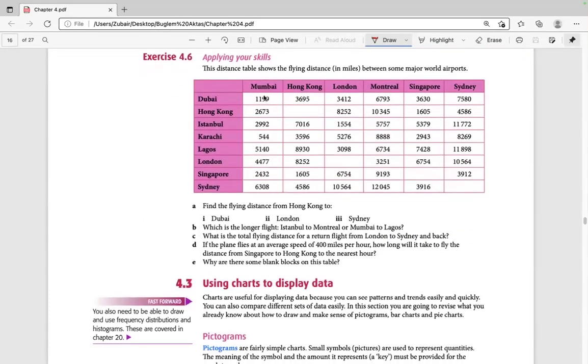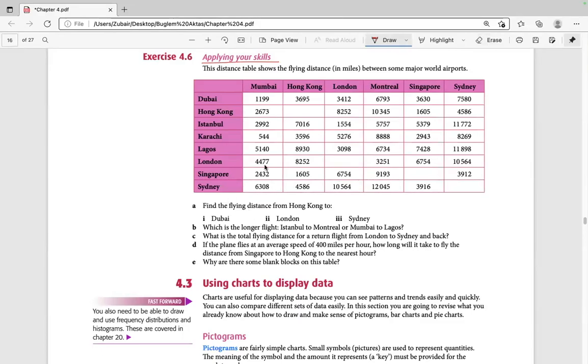Exercise and questions. Okay, applying your skills. We have names of the places: Mumbai, Hong Kong, London, Montreal, Singapore, Sydney. This distance table shows the flying distance. So when I'm talking about this number, that means 6754 is the distance between Singapore and London. So question, find the flying distance from Hong Kong to Dubai.